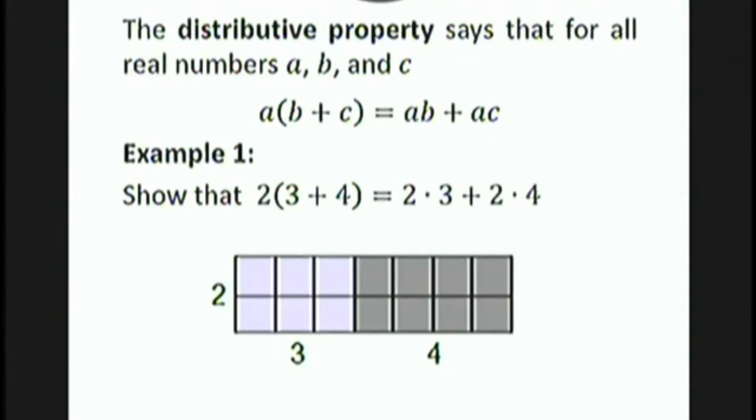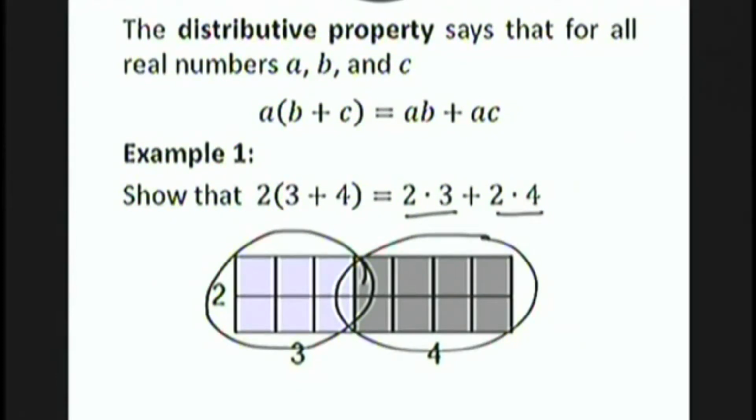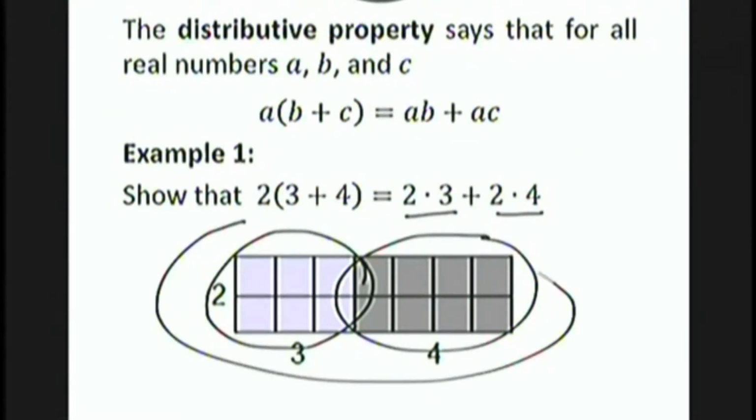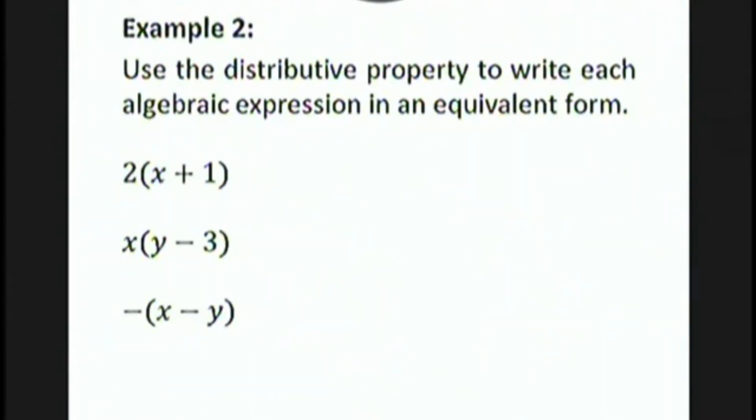Here's a geometric representation of the distributive property in the example we just did. Notice that here we have a 2 by 3 rectangle, and here we have a 2 by 4 rectangle, and when we put the two rectangles together, we get a 2 by (3 plus 4) rectangle, otherwise known as a 2 by 7 rectangle.